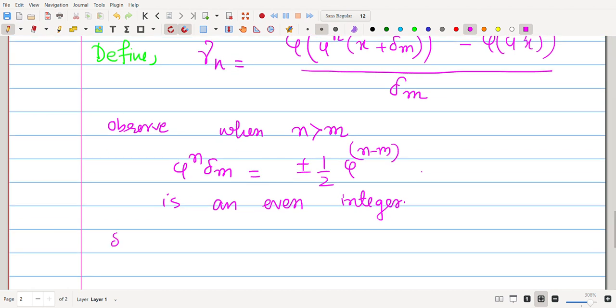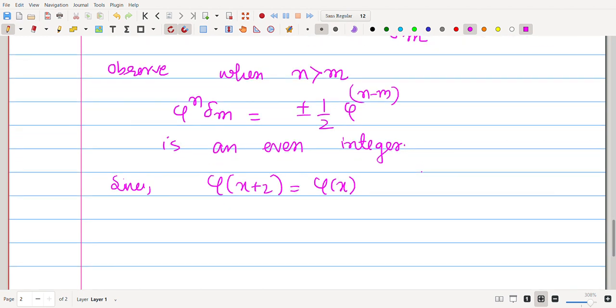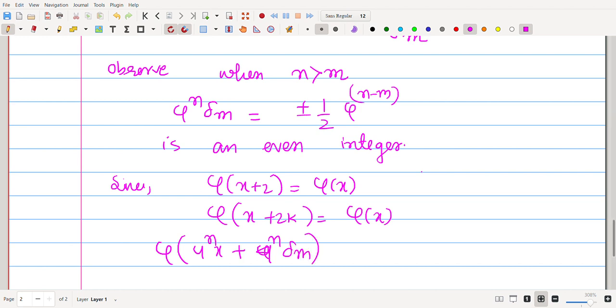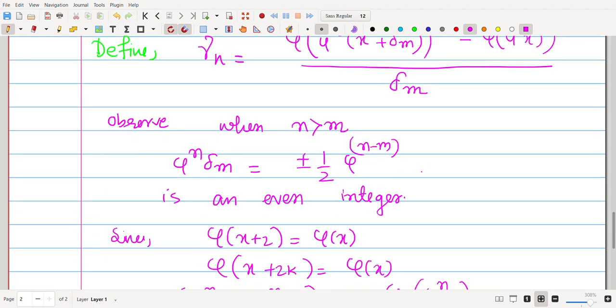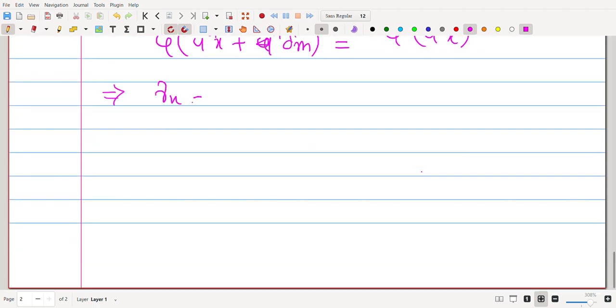Right? And since phi of x plus 2 is phi x, that will imply that phi of x plus 2k is phi x. That means if you add any even integer to x, you will get the same value of phi x. That means phi of 4^n x plus 4^n delta m is the same as phi of 4^n x, because 4^n delta m is an even integer when n is greater than m. That will imply gamma n is 0 for all n greater than m. Right? So gamma n is 0 for all n greater than m.